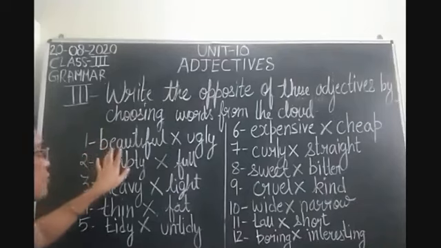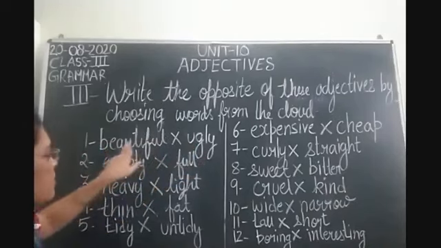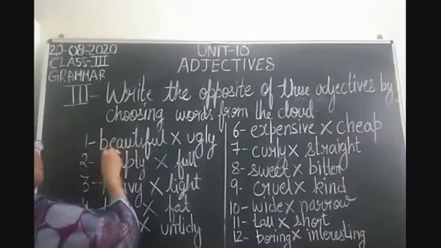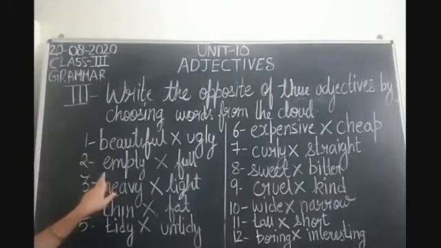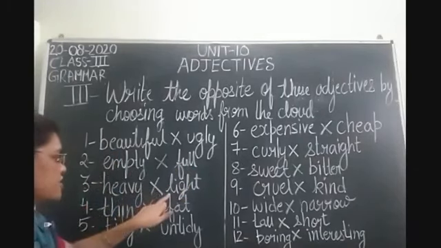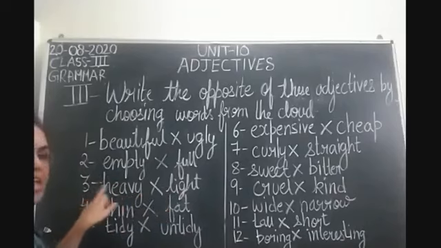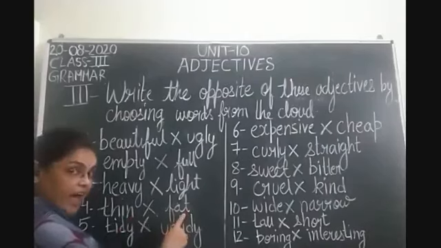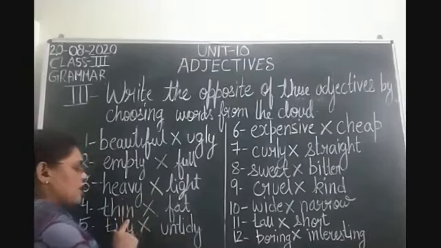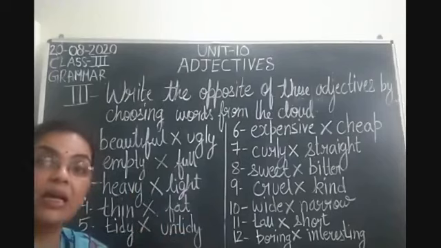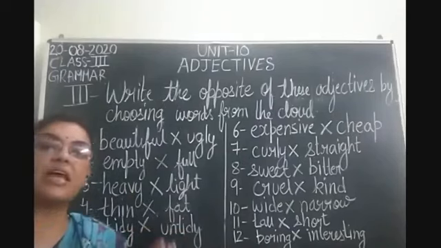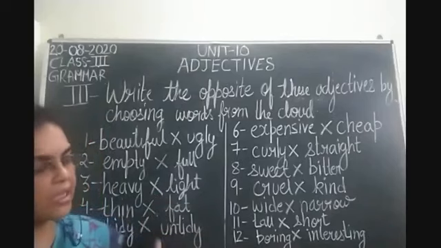The first opposite is beautiful, ugly, ugly, beautiful. Second, empty, full, full, empty. Third, heavy, light, light, heavy. Fourth, thin, fat, fat, thin. Thin ka one more opposite is there, thick. Thin, thick, T-H-I-C-K, thick. Thin, thick, thick, thin.